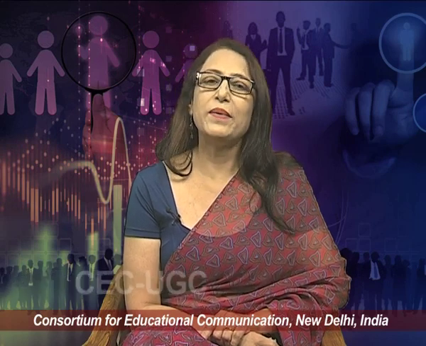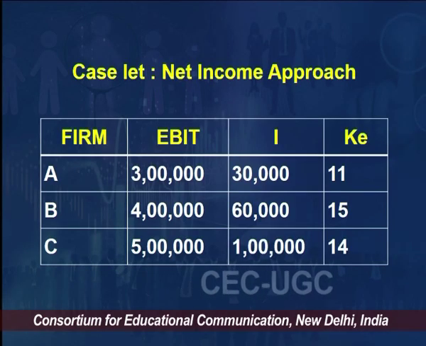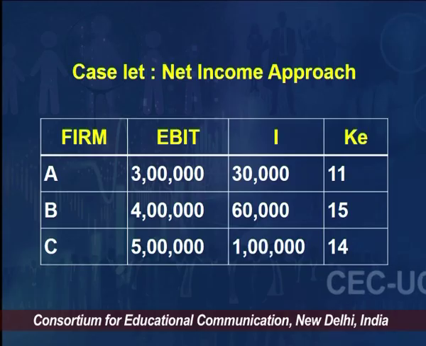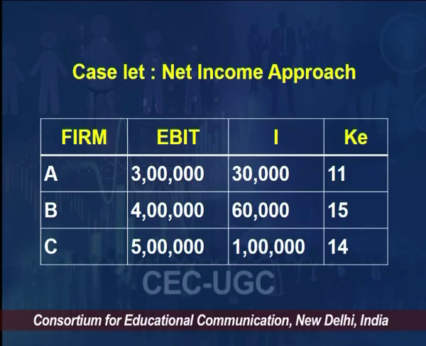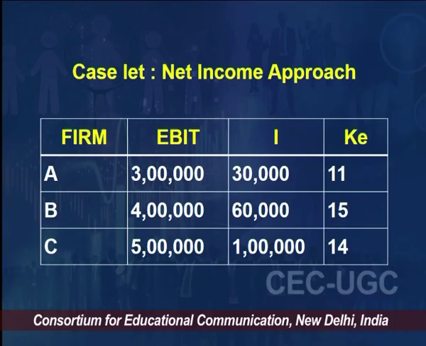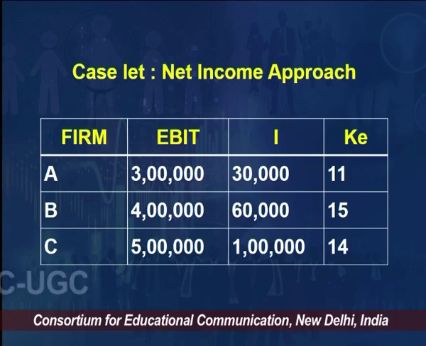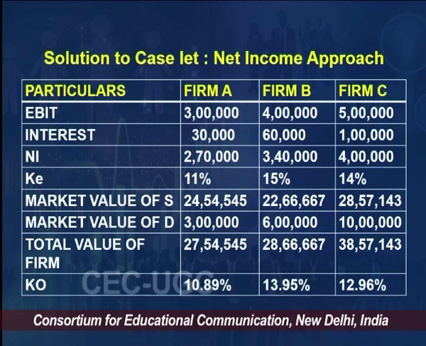Here it is. This is the question. There are 3 firms A, B, C. EBIT is 3 lakh, 4 lakh and 5 lakh, and then I is 30,000, 60,000 and 1 lakh, and KE for A is 11%, for B is 15%, for C is 14%, right. So this is the data given. Calculate the value of firm as well as KO. So let us take up this solution now in detail.